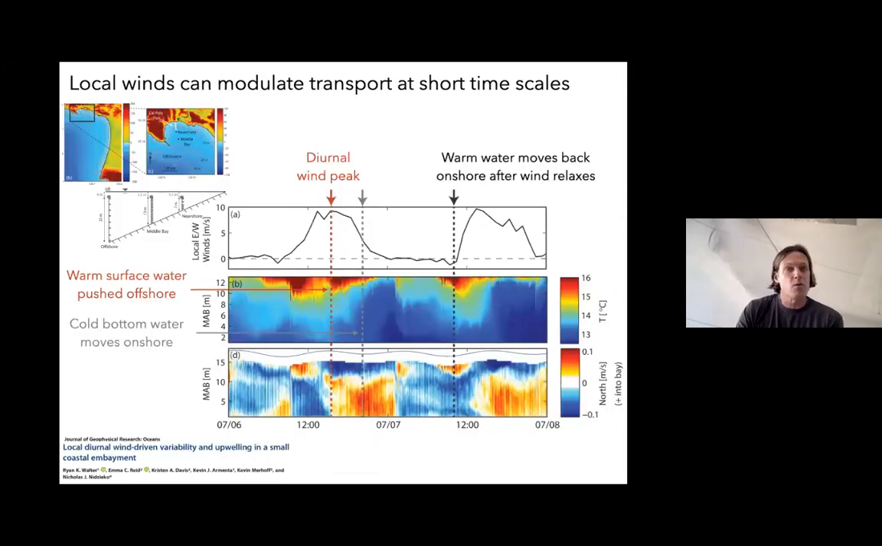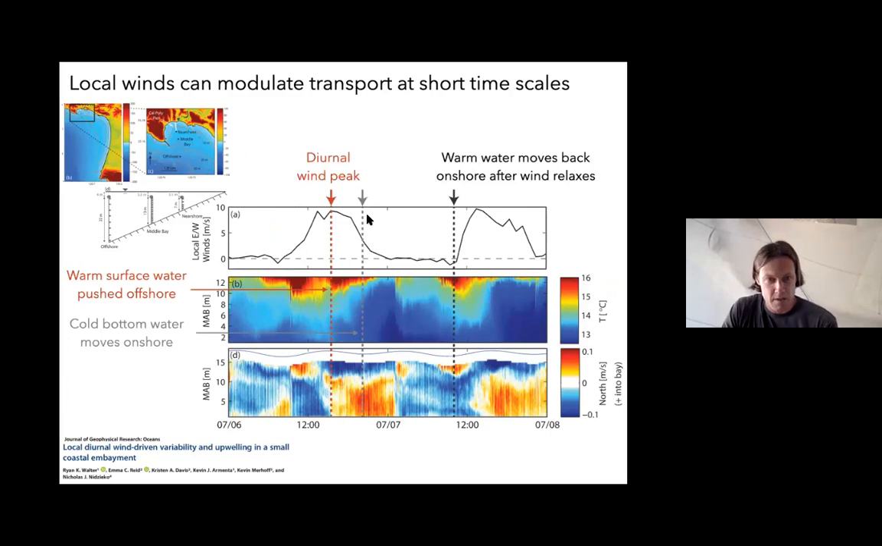We also know that local winds modulate transport at short time scales. This is really nice work done by Ryan Walter. This is a time series of observations from a set of moorings set out in an array up near the Cal Poly Pier, just outside of Pismo. Anyhow, the top panel represents the local east-west winds, so it's a time series of the wind.